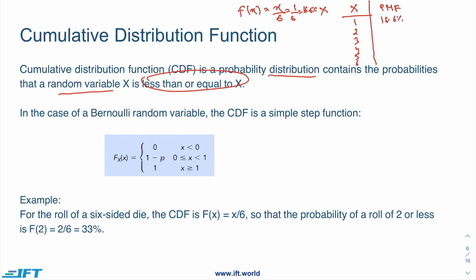16.6%, 16.6%, 16.6%, 16.6%, and so on and so forth. So it's equally distributed for all of these probabilities. But for the cumulative distribution function, what we will do is keep adding these values.